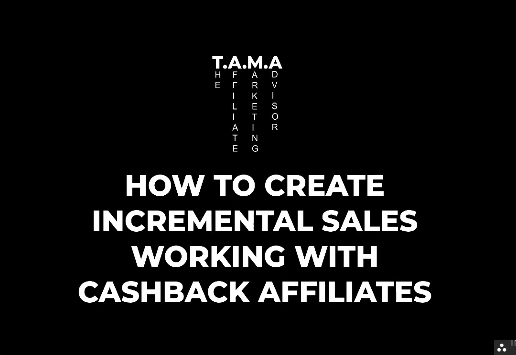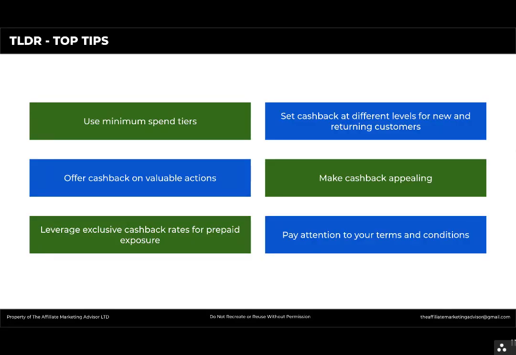Hello, this video is how to create incremental sales working with cashback affiliates. The too long, didn't read top tips are to require a customer to spend a minimum amount through minimum spend tiers in order to access cashback. Offer cashback on valuable actions, such as asking the consumer to buy a slow-moving product in order to gain cashback.